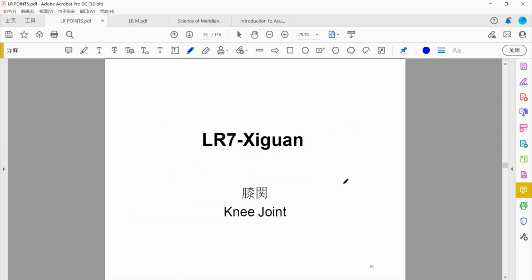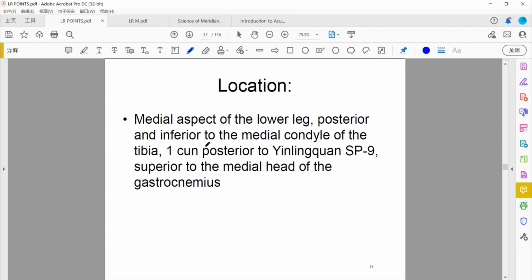Number 7, Xiguan (LR7). Medial aspect of the lower leg, posterior and inferior to the medial condyle of the tibia, 1 cun posterior to Yinlingquan, SP9. Superior to the medial head of the gastrocnemius.